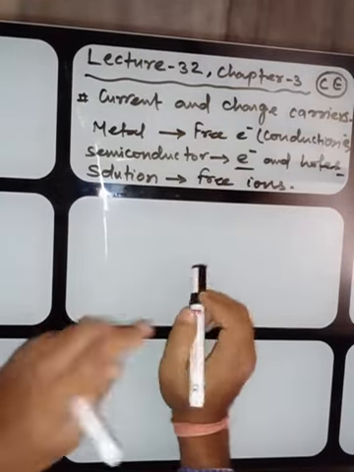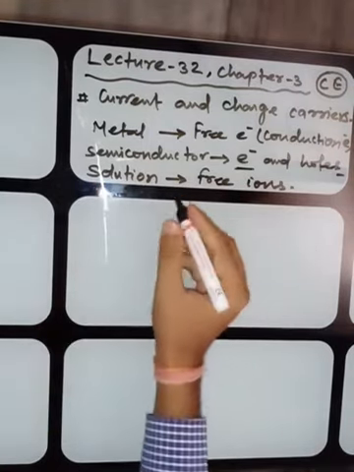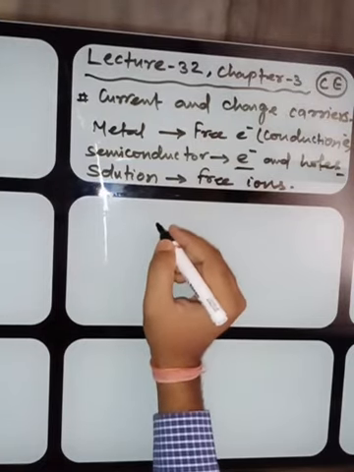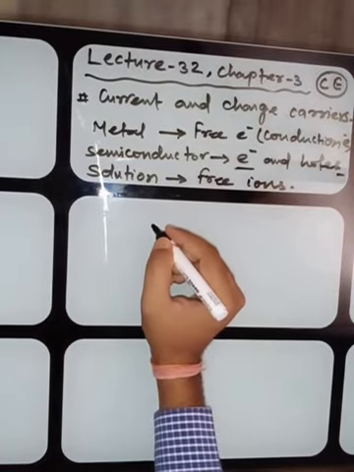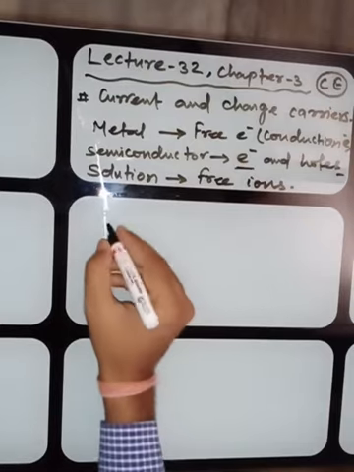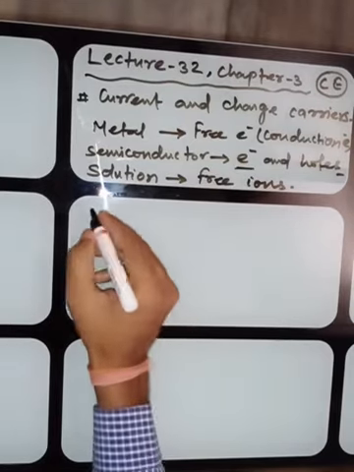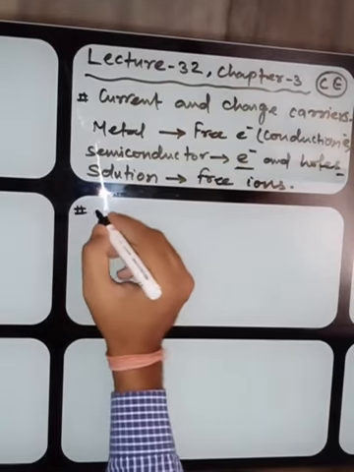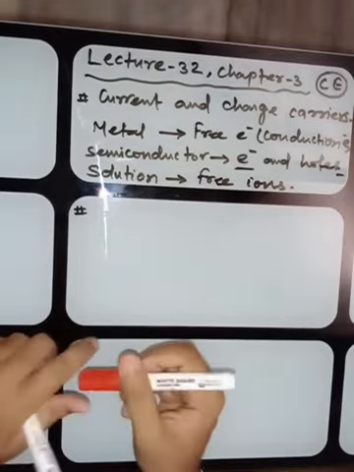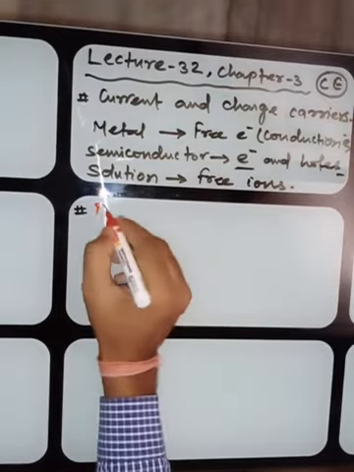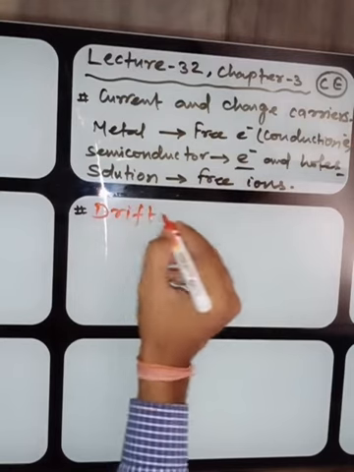Now, my dear students, we'll start the next topic, okay? And that next topic is drift speed. Actually, that particular topic will speed up this chapter. It is the drift speed or the drift velocity. Drift speed.